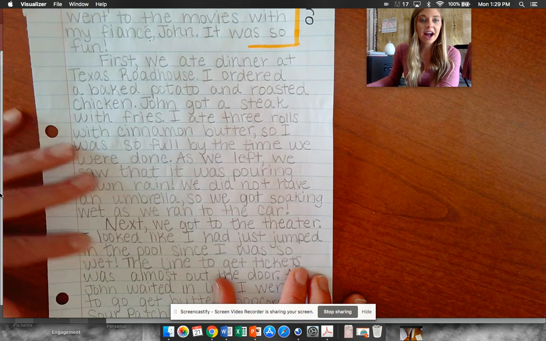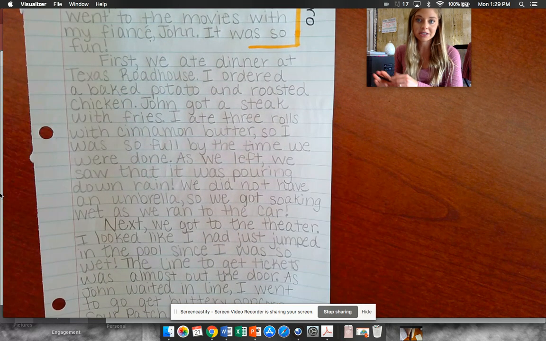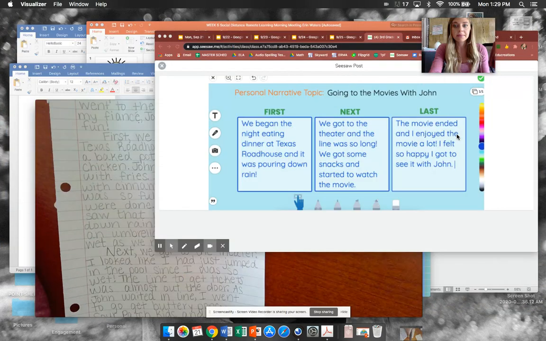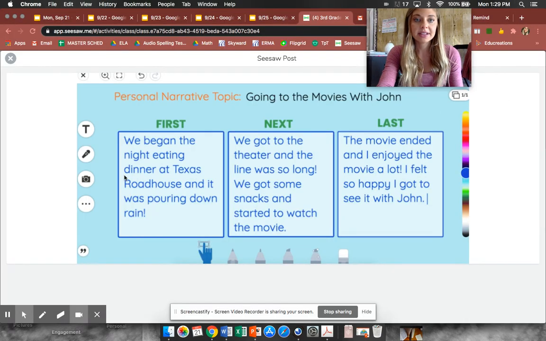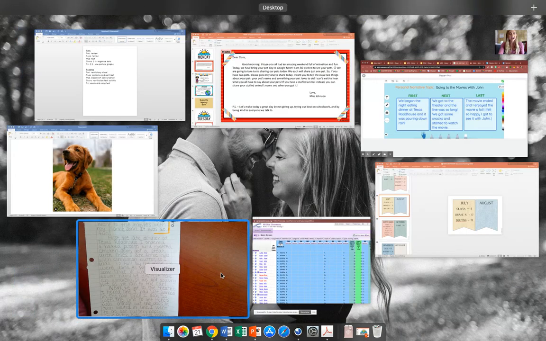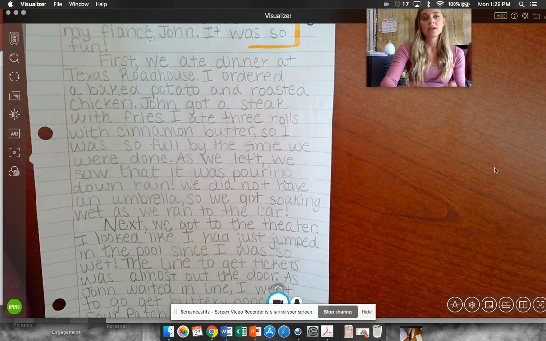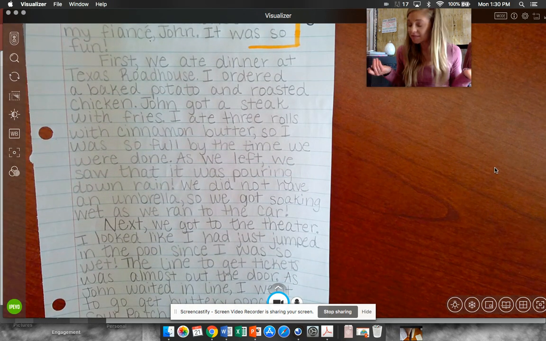Your second paragraph is what you did first during your special memory. So as you can see on my planning brainstorming Seesaw activity that we did last week, the first thing I said I did during this night was begin eating dinner at Texas Roadhouse, and it was pouring down rain. So I wrote about eating dinner at Texas Roadhouse.